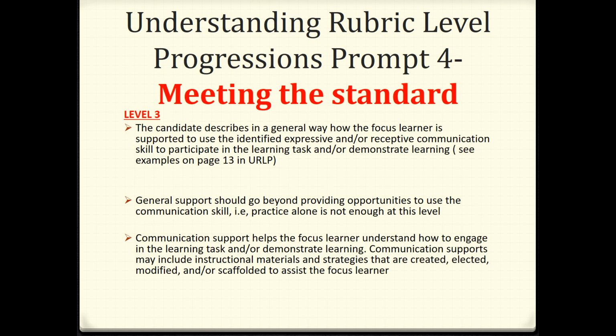There are no supports planned for the use of the communication skill, and the identified communication skill is not aligned with the learning goal. Meeting the standard at level three means the candidate describes in a general way how the focused learner is supported to use the identified expressive or receptive communication skill to participate in the learning task and or demonstrate learning. General support should go beyond providing opportunities to use the communication skill, i.e. practice alone is not enough at this level. Communication support helps the focused learner understand how to engage in the learning task and or demonstrate learning. Communication supports may include instructional materials and strategies that are created, selected, modified, or scaffolded to assist the focused learner.